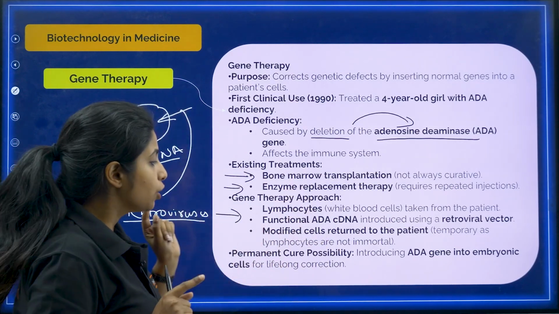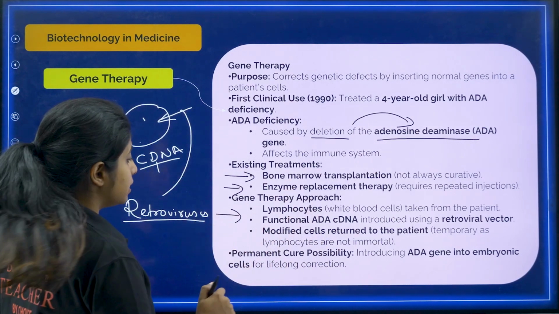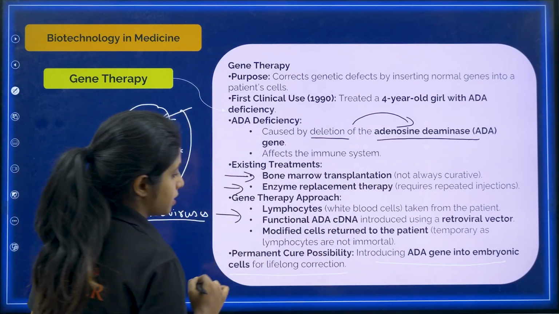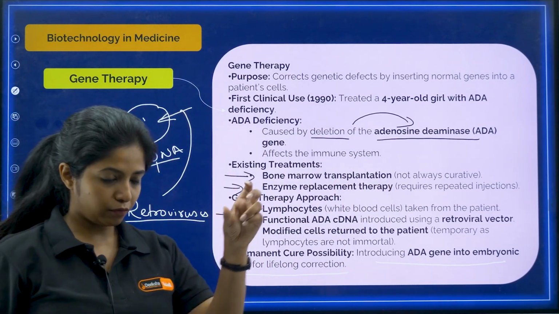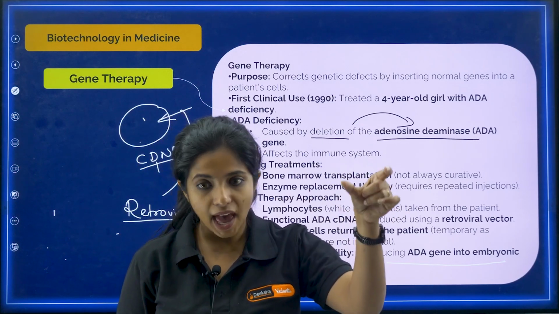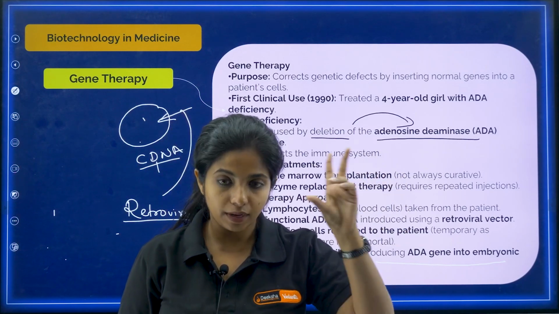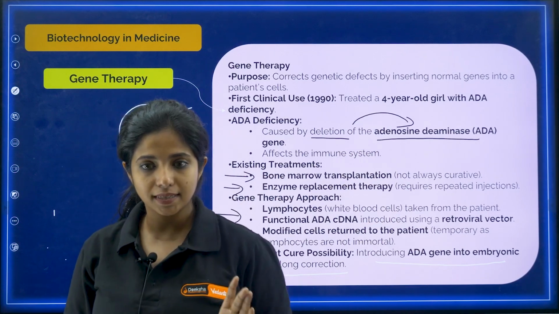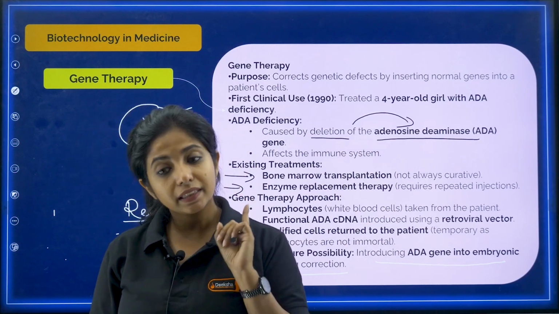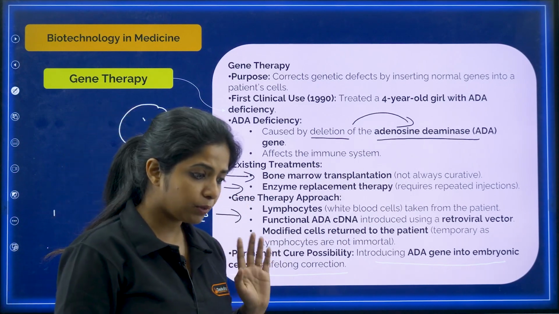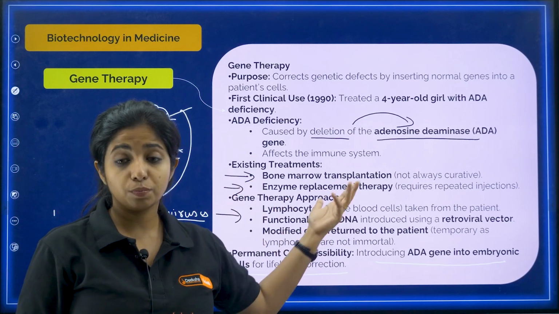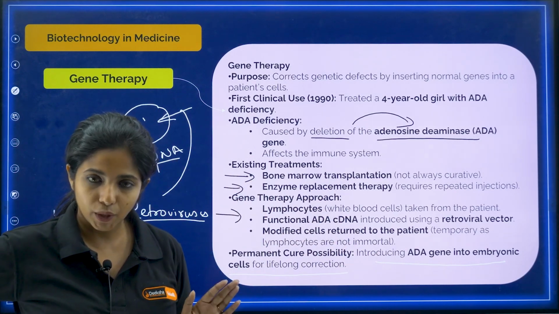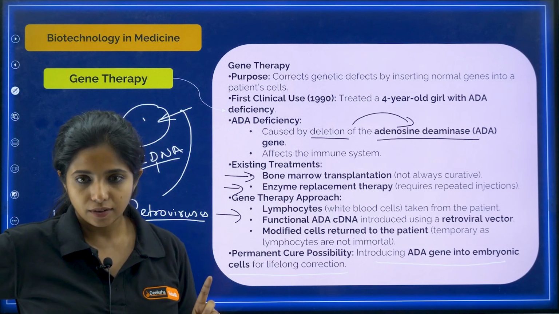What is the permanent cure for this? The cure is introducing the ADA gene into the embryonic cells. If I have, from the bone marrow, the adenosine deaminase gene, my dear children, from those cells I take it and I put it into the embryonic cells. In the embryonic stage itself, that's when I can completely cure it permanently. But then I have to know that this person has a deficiency for ADA. Got it? Then only I can cure it.